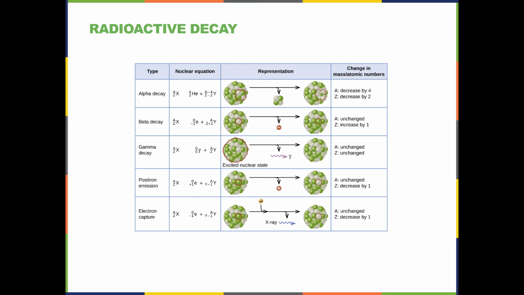Gamma decay changes neither the atomic mass nor the atomic number. Positron emission, which we showed as one of our examples, I believe it was the one with nitrogen, the atomic mass is unchanged and the atomic number decreases by 1. And then another we did not talk about is called electron capture, which is when an electron is added to the parent and it produces a daughter that has an unchanged atomic mass but an atomic number that's decreased by 1.